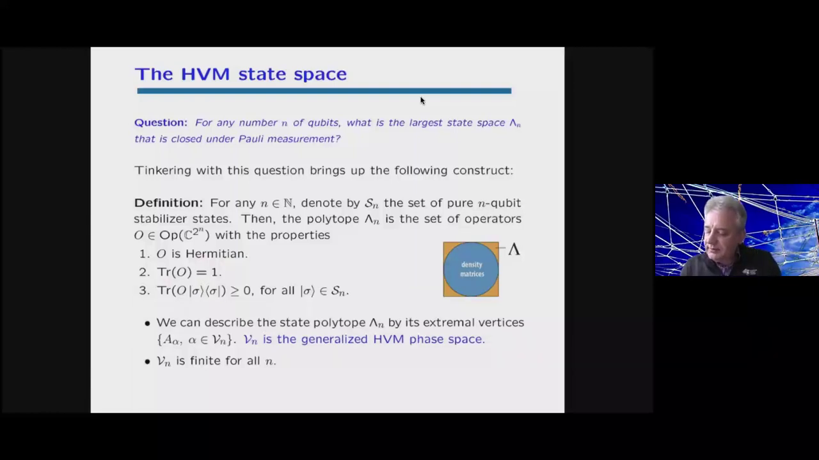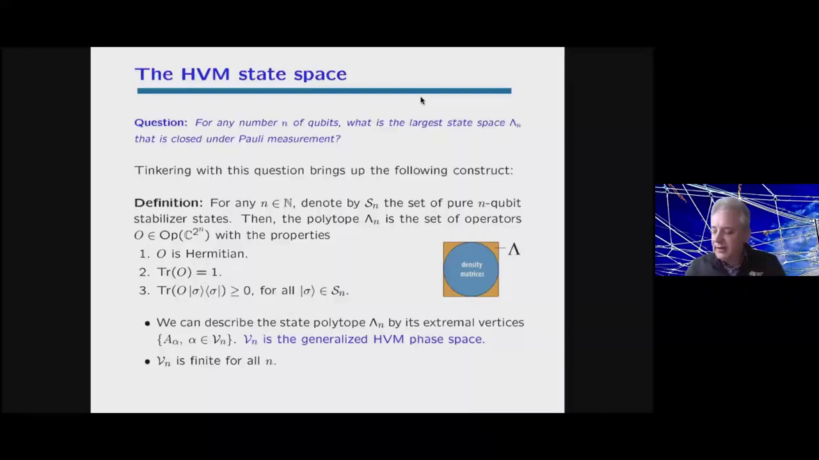They have to have trace 1, also familiar looking. And furthermore, if you take the trace inner product for every such state in this state space with the projector onto a stabilizer state, then this inner product has to be larger or equal to 0 for all stabilizer states.